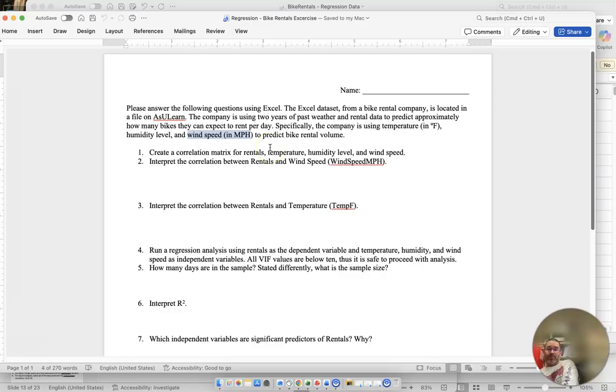My assumption here, before we dig into the actual questions, is that you've already gone through my 2 PowerPoints on this, one on multicollinearity and the other on regression analysis. So assuming you've done that, let's move forward. Question 1 says, create a correlation matrix for rentals, temperature, humidity level, and wind speed. So we've got 4 variables here, and it's asking us to create a correlation matrix. There's no real answer for this question, it's just a to-do. So let's go do it.